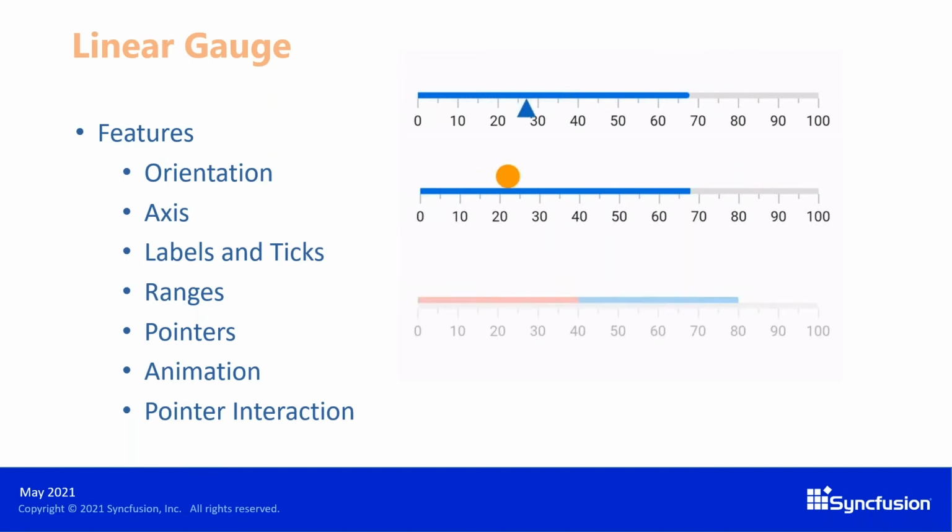So Linear Gauge has these features like orientation. You can set orientation horizontal or vertical. You have axis where you can set the minimum and maximum ranges. Then you have labels and ticks to denote the values, and then you can set ranges. So if you want to denote certain ranges in this axis, then that is possible. You also have different types of pointers, and you also have animation, and you can also interact with the pointers.